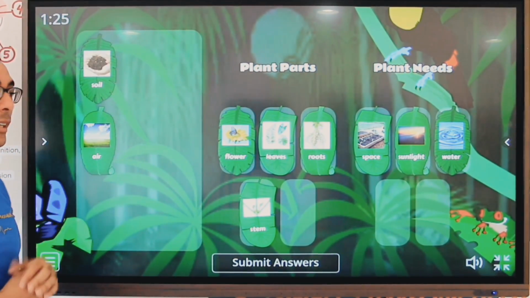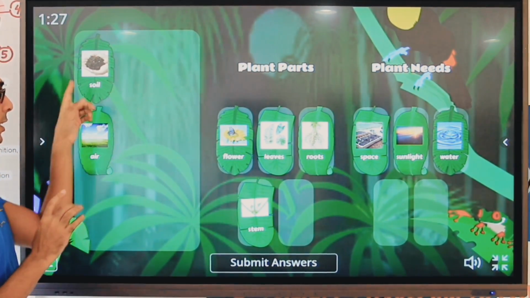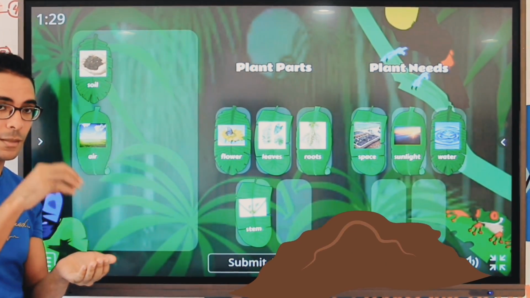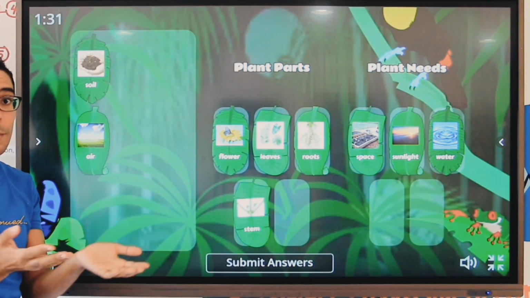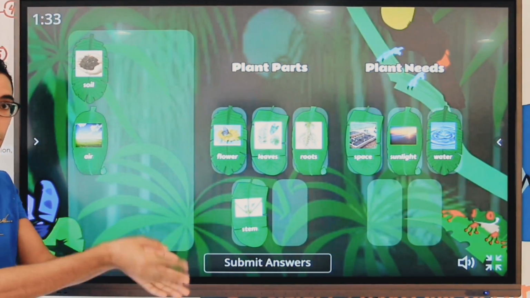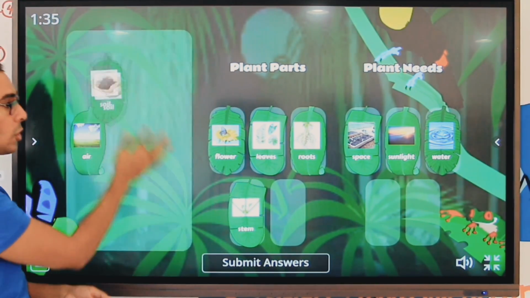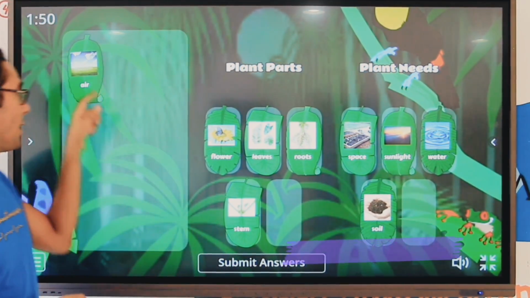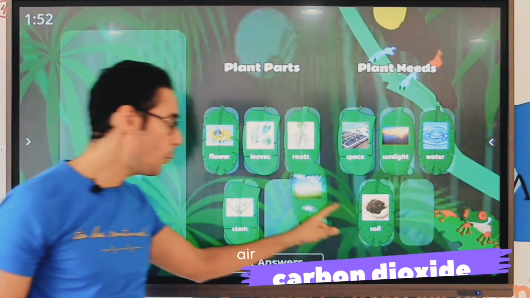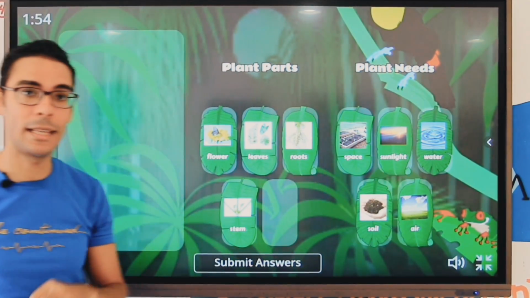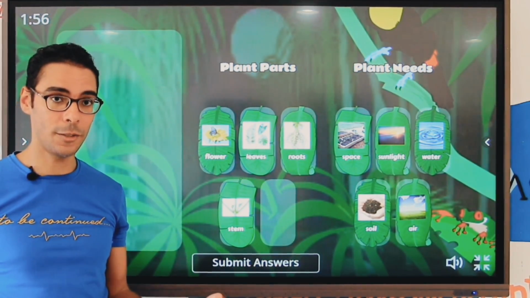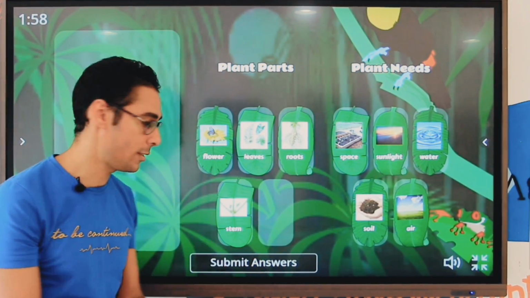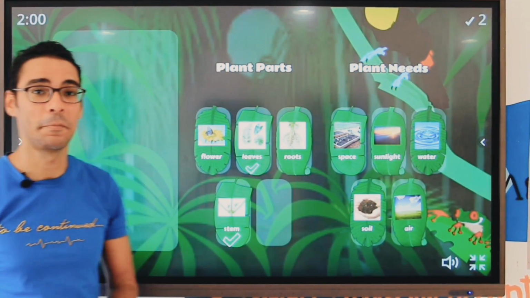The following one here is the soil. Kindly keep in mind, the soil is important for the plant, but it's not a plant part. It's the place where we put the plant, so we fill it there. And the final one there is the air. It has only one location, which is a plant need. We need to check our answers to make sure all of them are correct. Let's submit answers.